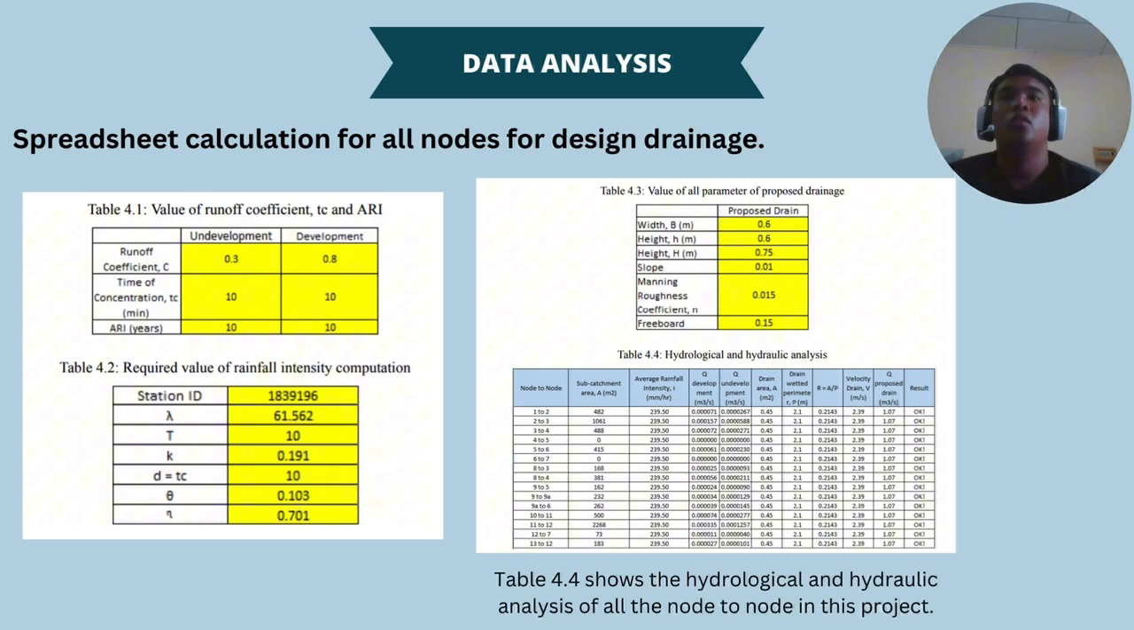Next, for all nodes, we calculate in the spreadsheet by following the manual calculation, and then we summarize it. All nodes pass using this size of drainage proposed. Comparison shows Q proposed is larger than Q development and larger than Q undevelopment. That's all from me. Thank you.